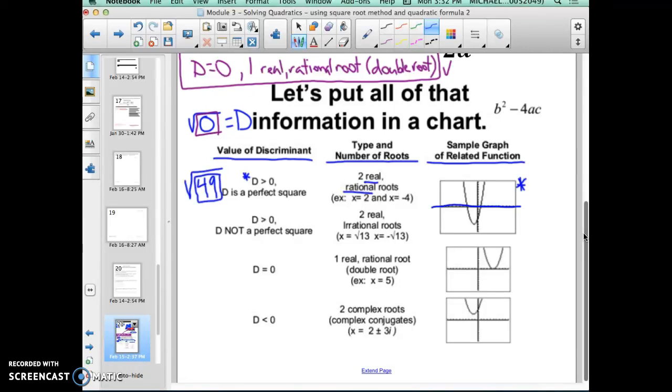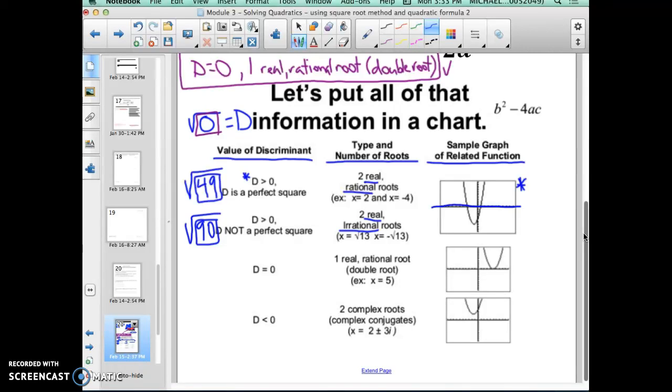Another situation is D could still be greater than 0, but it's not a perfect square. So let's say the square root of 90. If the discriminant was 90, it is not a perfect square, meaning it breaks down. You have to simplify it into simple radical form, and that means that it will still have two real solutions, but instead of being rational or whole numbers, they're going to be irrational. And you'll have answers like x equals the square root of 13 and negative square root of 13.